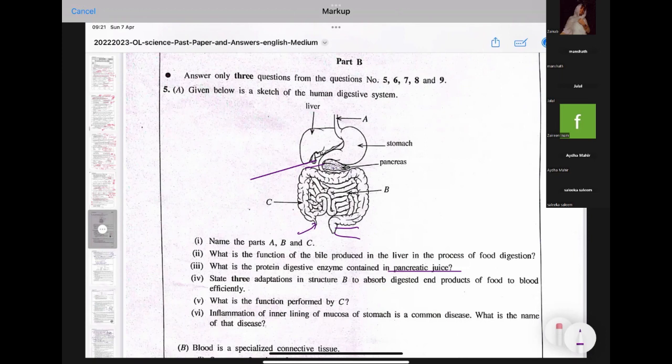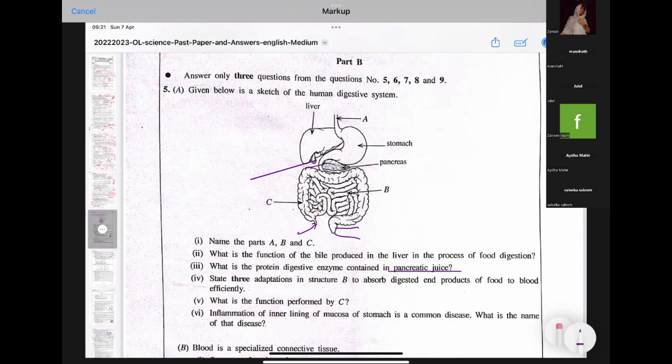I'll give a clue. Bile has bile pigments, bile salts, bicarbonate ions, and water. So it should be a base. Exactly, it's a basic enzyme because you have bicarbonate ions. So if bicarbonates are there, it's basic. And if an enzyme is working in a basic environment, it's a basic enzyme. That is how you work it out.